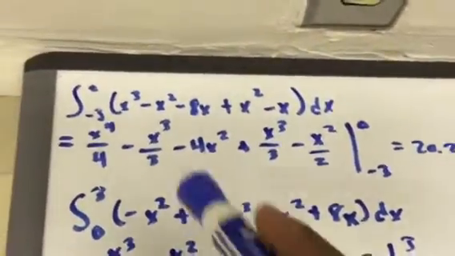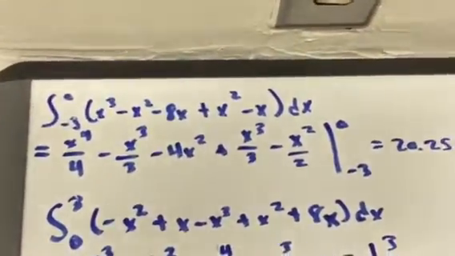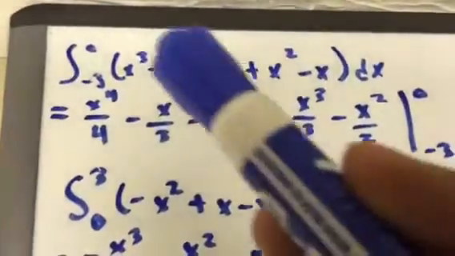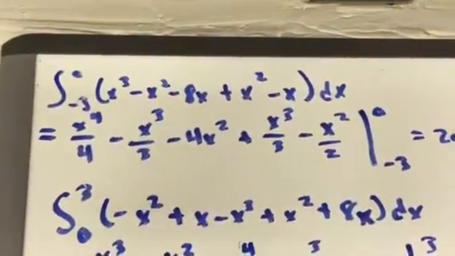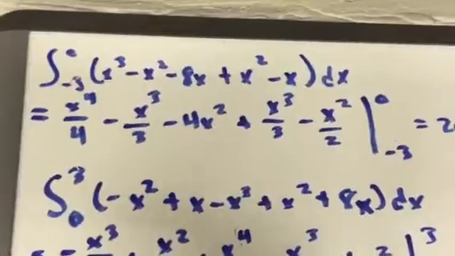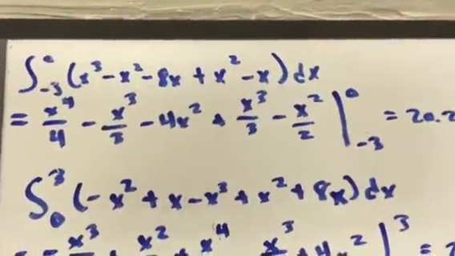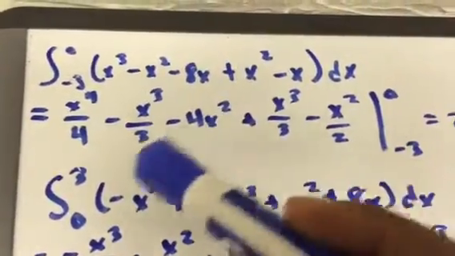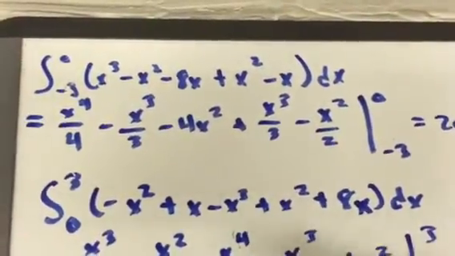We're going to be adding 1 to the exponent of each variable and then dividing by that new exponent. So in this case we have x cubed. We're going to add 1 to 3 and divide it by that same value. So we have x to the 4th over 4, and we do the same thing throughout this integral. So we have x squared goes to x cubed over 3, 8x goes to 4x squared because it was x to the first power.